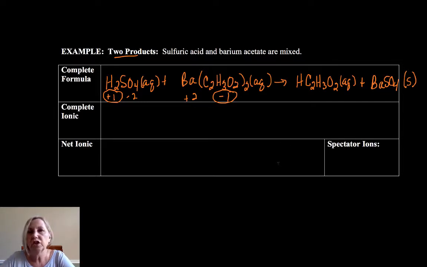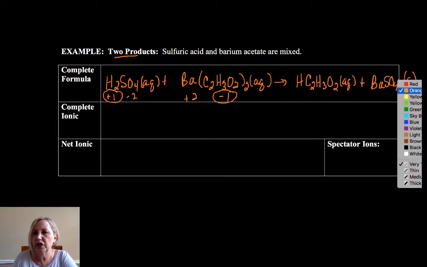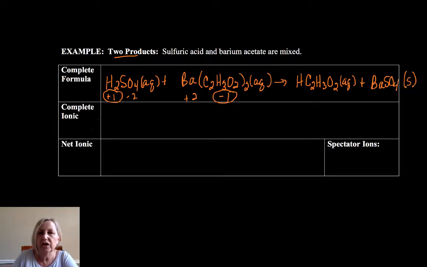Now, just a heads up, if you are in AP, you're not expected to do that much predicting anymore. You definitely have to know how to write net ionics. In terms of the predicting, there would be some sort of data to help you get to the product, and they're less interested in you memorizing prediction patterns than they are in you understanding the underlying chemistry.